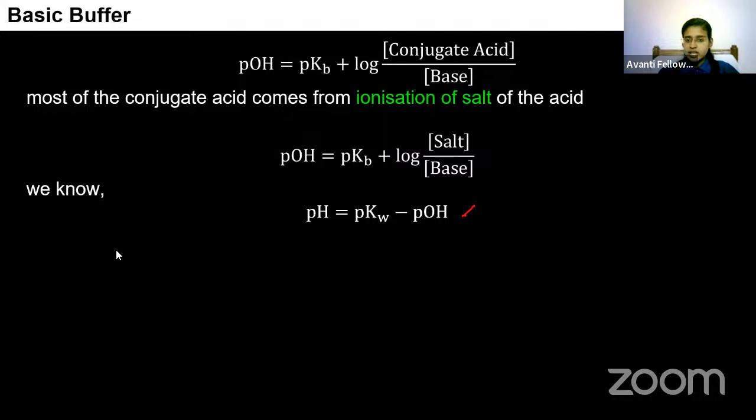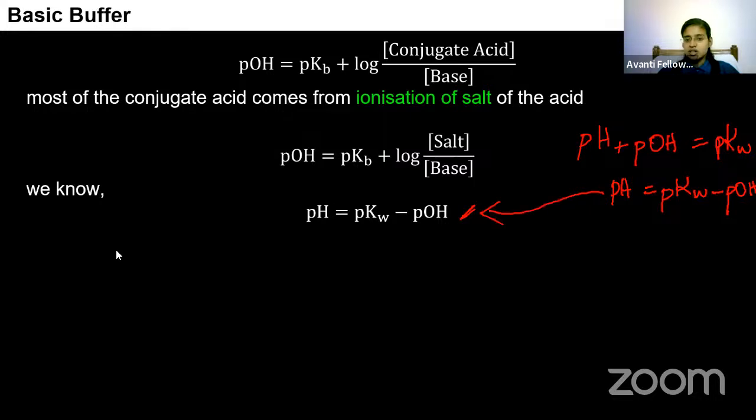So from where did we get this formula? We have studied the ionic product of water in one of the previous classes, right? So there I have given pH plus pOH is equal to pKw. Okay. So from this, pH is equal to pKw minus pOH. So from this only we are getting this equation. Got it? So the pH will be equal to pKw minus pOH.